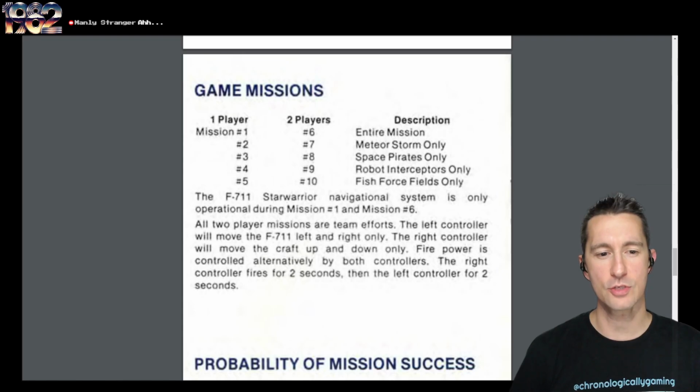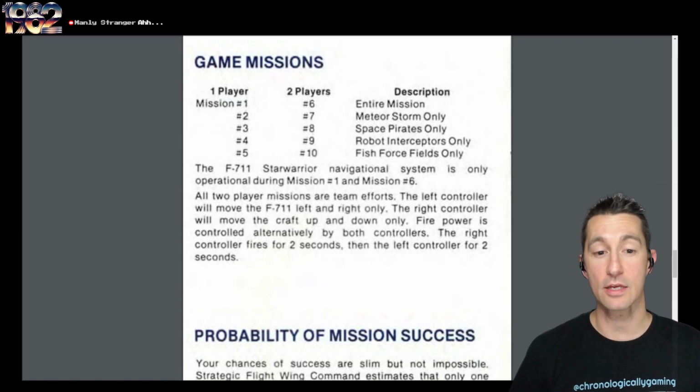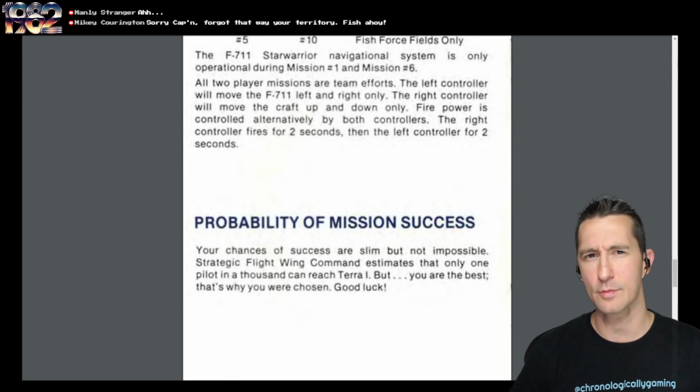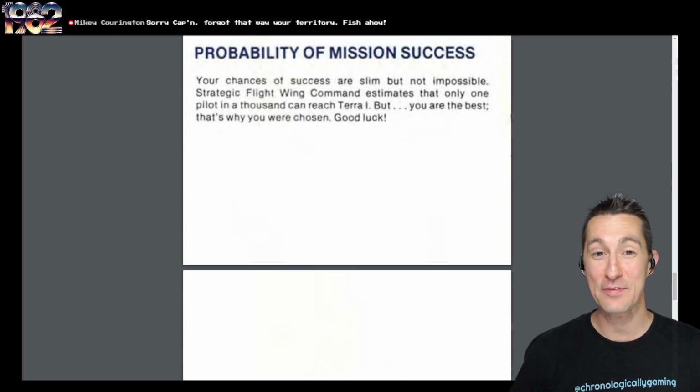So there are our game missions we can choose from, and it says if you play a two-player mission, it's a team effort. The left controller will move the F711 left and right only. The right controller will move the craft up and down only. So if you play with a friend, one person's moving the controller left and right only, and the other one's moving up and down only. So you're sharing control of the same ship. So it's a two-player simultaneous game, but not the way you think. You have to fight over the ship controls, I guess. And then, good luck on your mission.